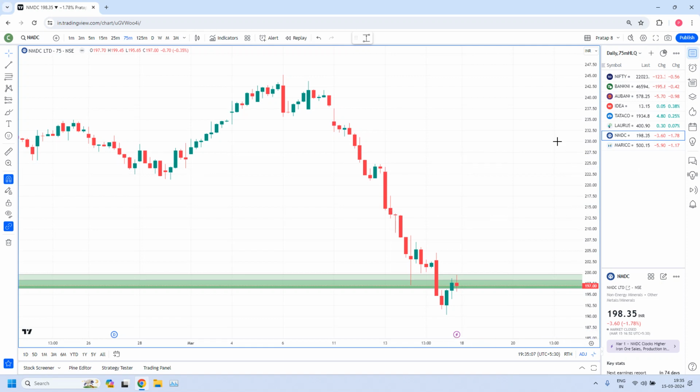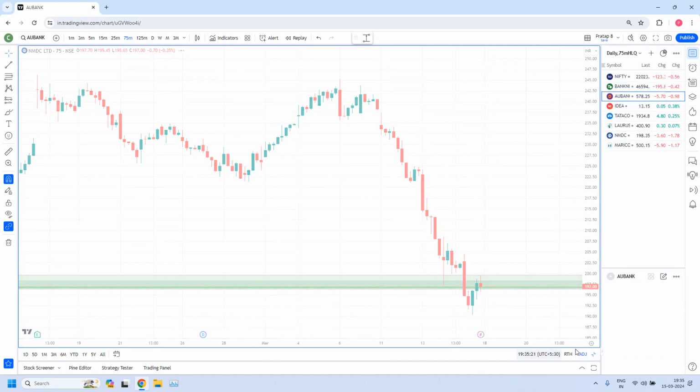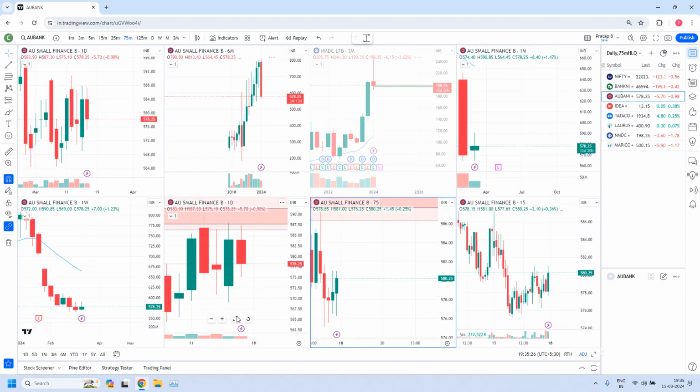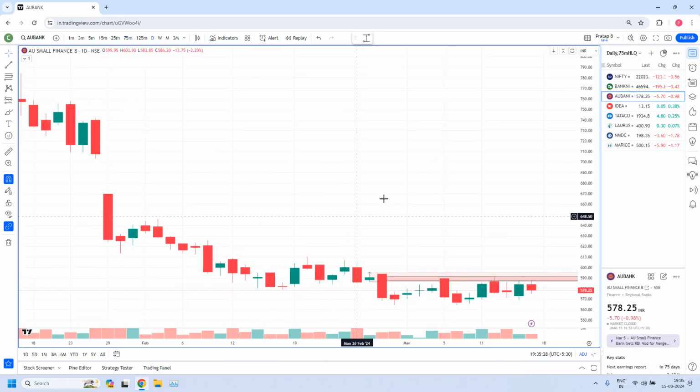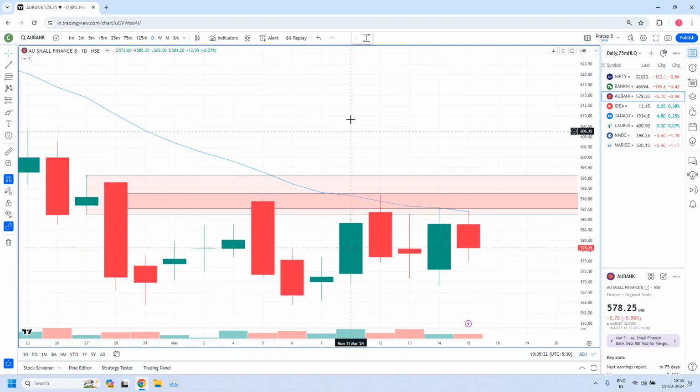Okay, these are the 2 zones. We already identified they will be violated. That is what happened today. We didn't plan any trades in these zones. And apart from that, the next one is AU Bank. AU Bank is a daily zone. Let's go to the daily time frame. Daily supply zone. This is a drop-base-drop.